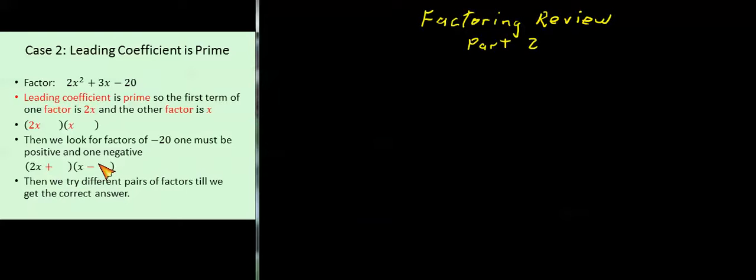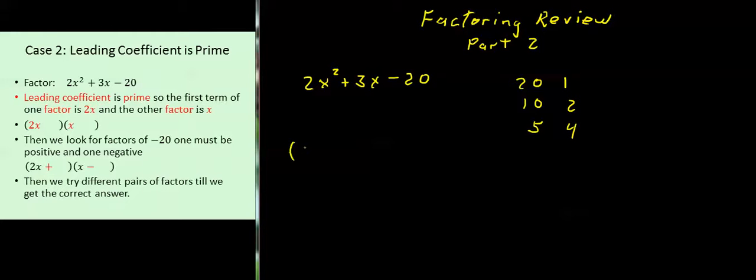Now we have to try our different pairs. So the first thing I'm going to do is write out all the pairs. Well, I'm going to write out the problem first. All right, pairs of factors for 20 are 20 and 1, 10 and 2, 5 and 4, and there is no more.